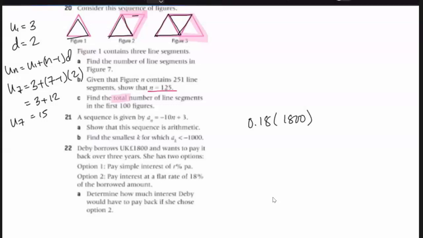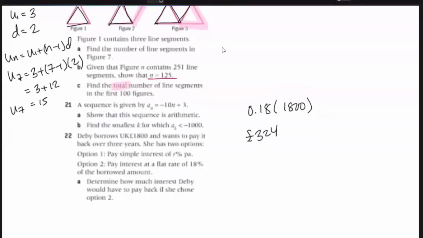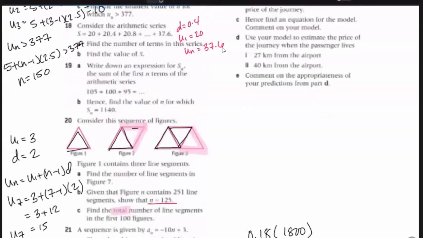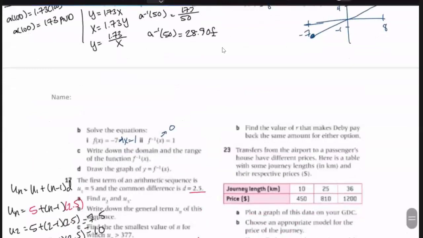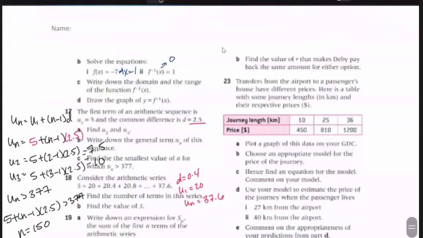And that gives you 324. So she is going to pay 324 pounds. There we go. Part B. Find the value of R that makes Debbie pay back the same amount for either option.